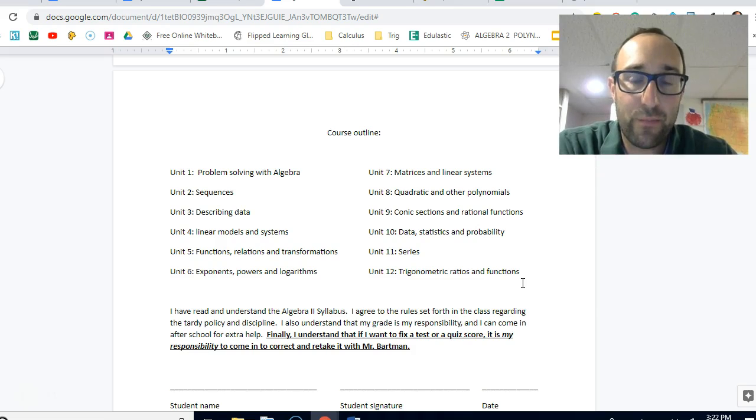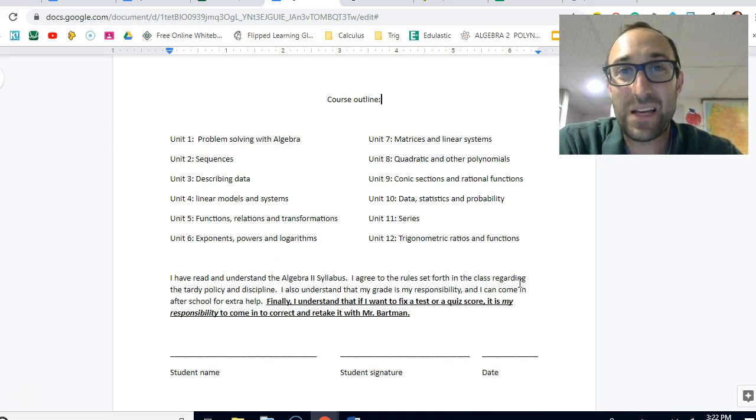That depends on how everything goes, how much time we have, and how much time we need to spend on each section. We may get to all of those, we may get to more, we may not get to all of them.